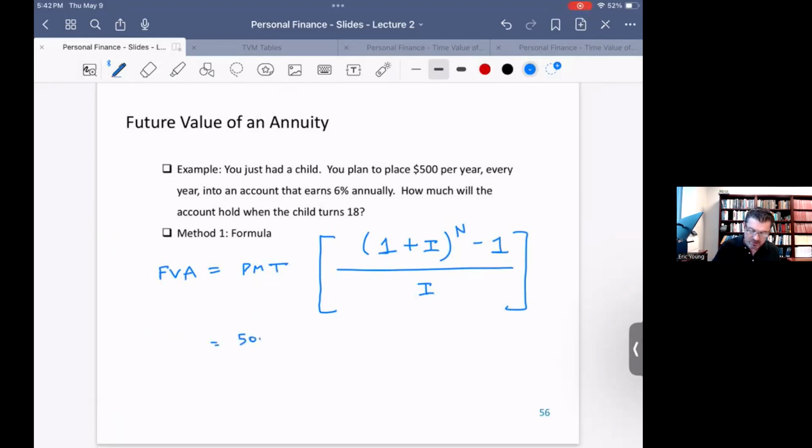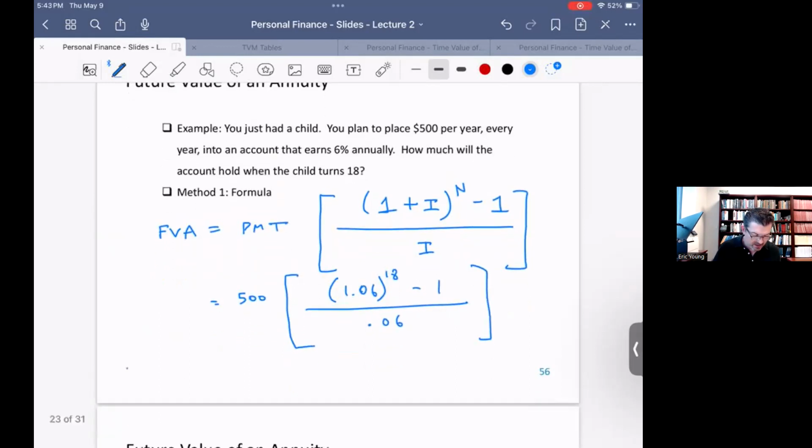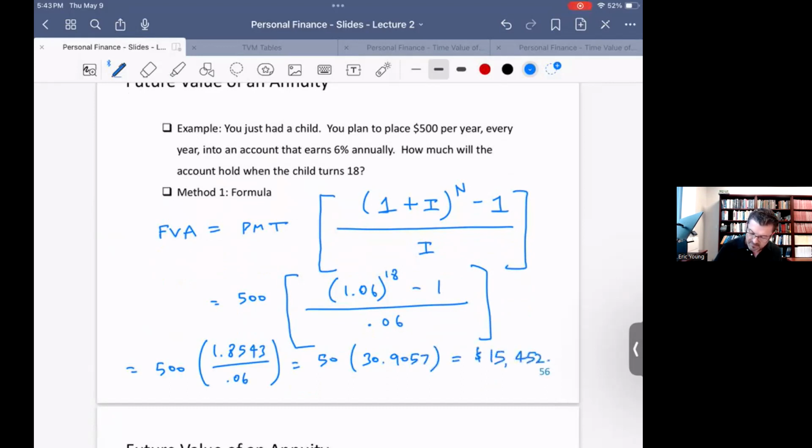In this case, it would be equal to 500 multiplied by 1.06 raised to the 18 minus 1 divided by 0.06, which is going to be equal to 500 times 1.8543 divided by 0.06 equals 500 times 30.9057 or 15,452.13. By the way, kind of a miracle, huh?